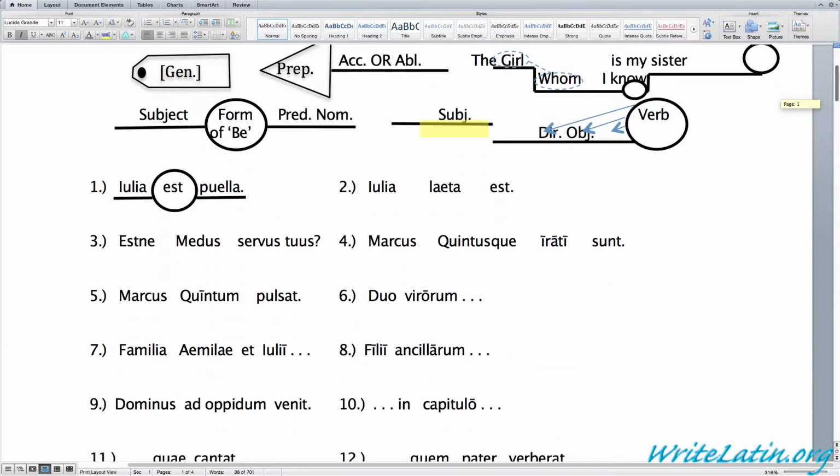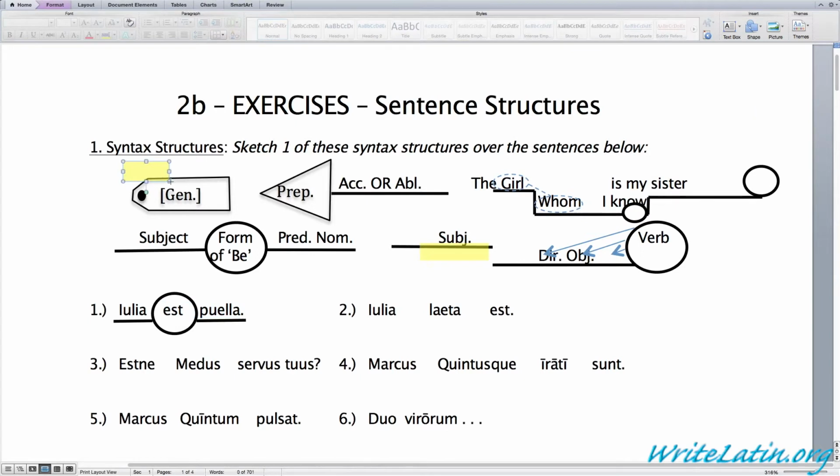Okay, so here's the first group. I did number 1 for you, and you would use any one of these 5 syntax structures up here. So if you see a genitive, it's a tag. If you see a prepositional phrase, it's a sword. If you see a who, whom, qui, quae, it's a relative clause. If you see the verb be, it's an airplane, and if you see a normal verb, then it's a fastball. So you might want to practice doing that.